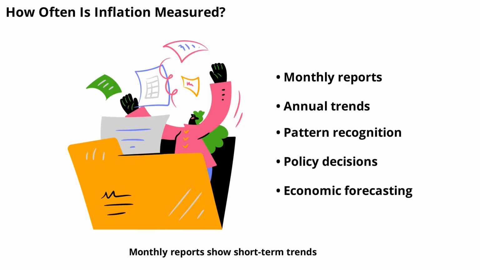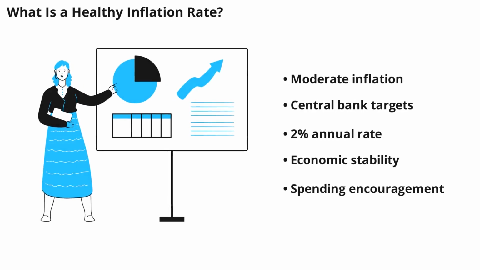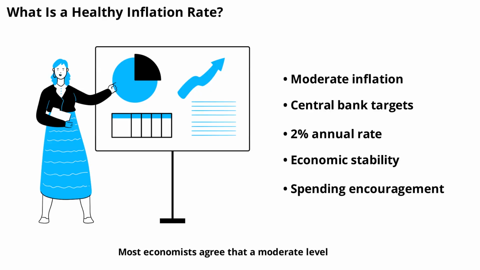Monthly reports show short-term trends, while annual figures help us see the bigger picture. Policymakers and economists use this data to spot patterns, predict future inflation, and make decisions about interest rates and other economic policies. Most economists agree that a moderate level of inflation is healthy for the economy.